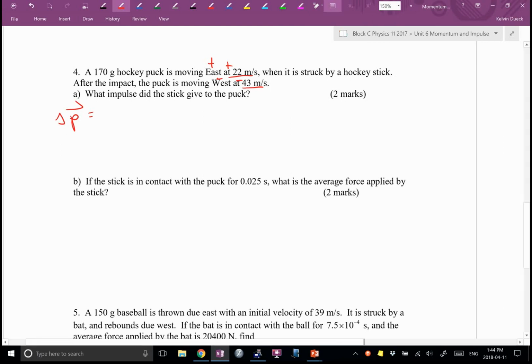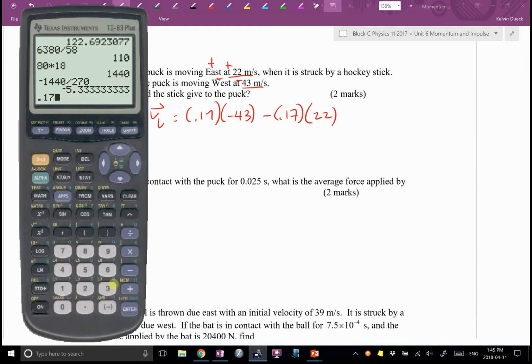I think I'm going to use the MV final minus MV initial. So it's going to be MV final minus MV initial. M is 0.17, 170 grams. V final, negative 43 is what you called it, minus 0.17 times V initial, 22. So I get 0.17 times negative 43 plus 0.17 times 22. I get negative 3.57. Is that correct as a magnitude?